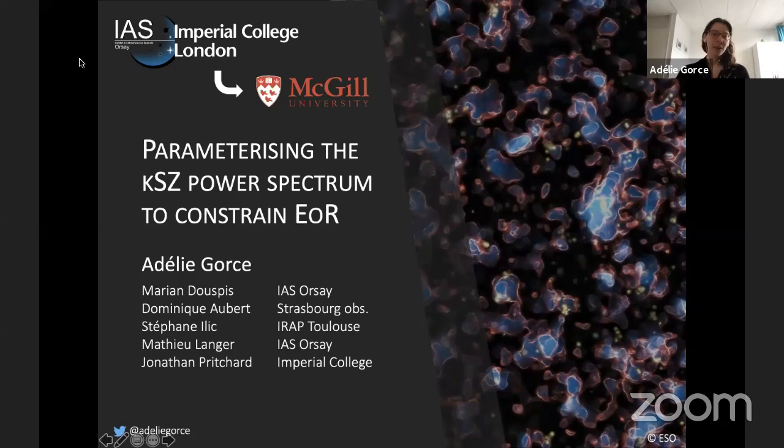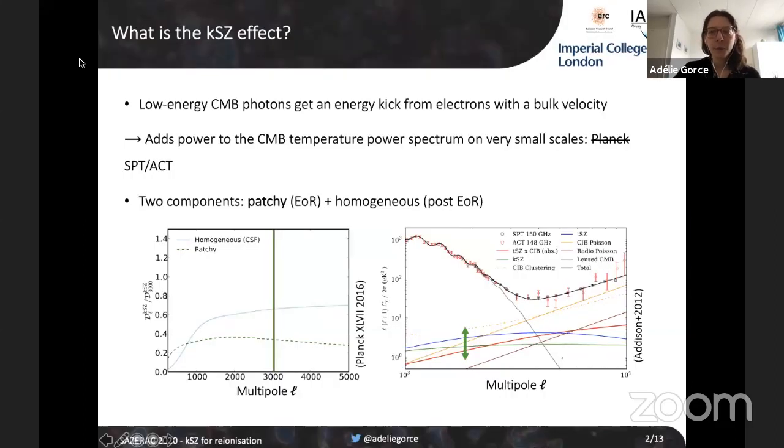The point of this project is a bit different from what we've heard so far, because it's about CMB data. The point was to find a new parameterization of the kSZ power spectrum to constrain EoR, and so make better use of CMB small-scale data. So first, what is the kSZ effect?